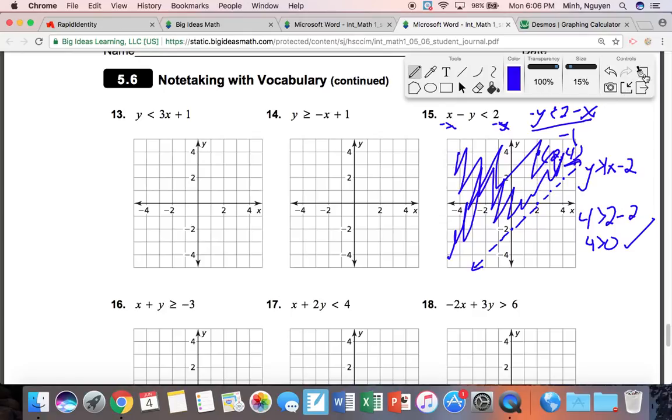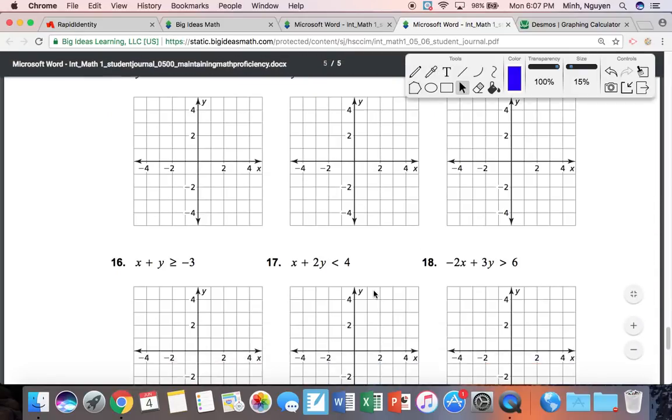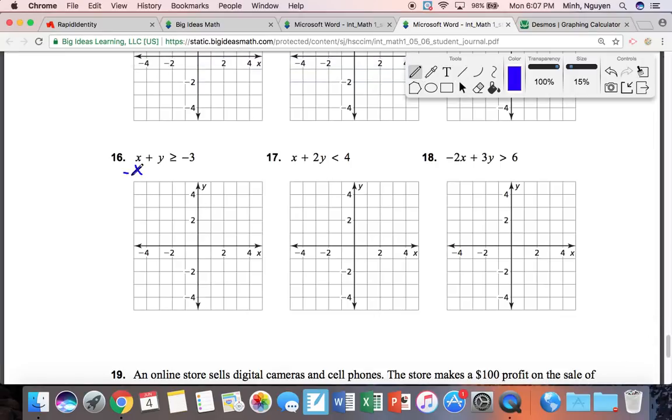That's it. Don't forget, before you graph these, you have to make sure that y is by itself. So, minus x, and then you will divide everything by 2, so you'll get negative 1/2 x plus 2. That's number 17.